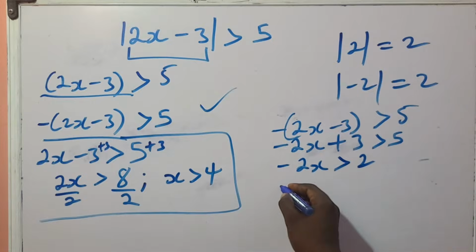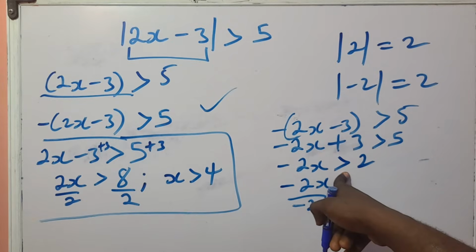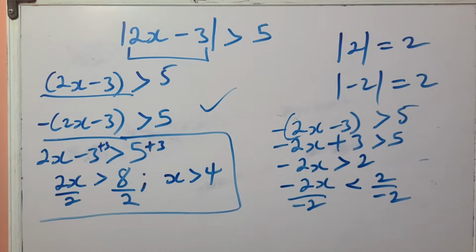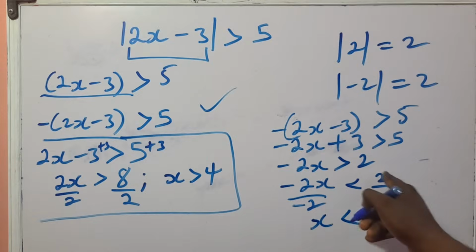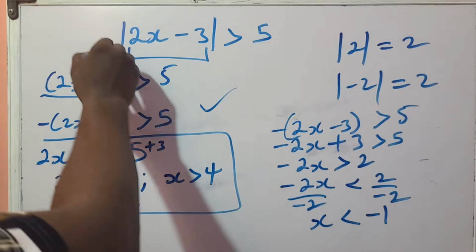So in this case now, we'll be having minus 2x over minus 2, no longer going to be greater than, now less than 2 over minus 2. All right. So what we have here will give me x less than 2 over minus 2, which will give me minus 1. So looking at this now, the question said we should obtain the range of values for which this happened.